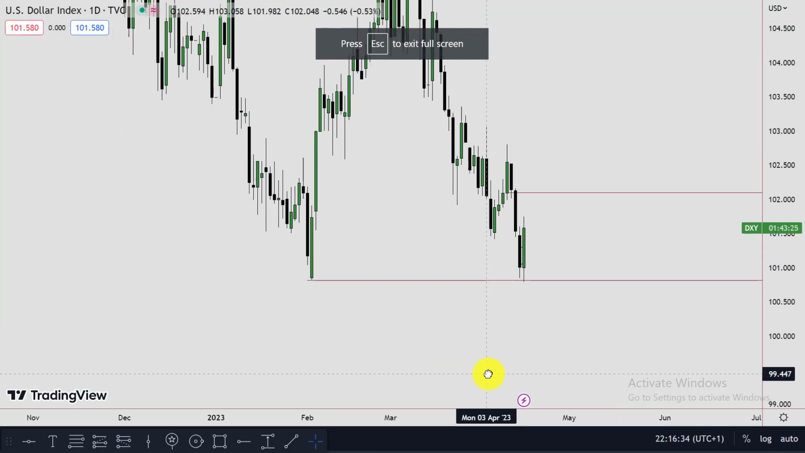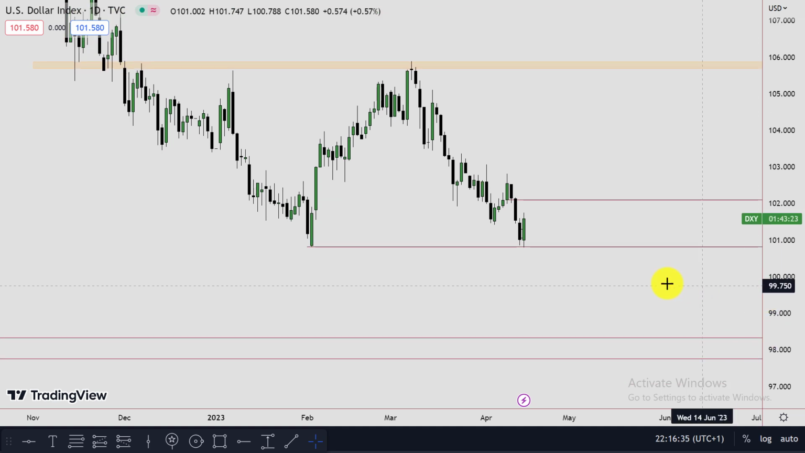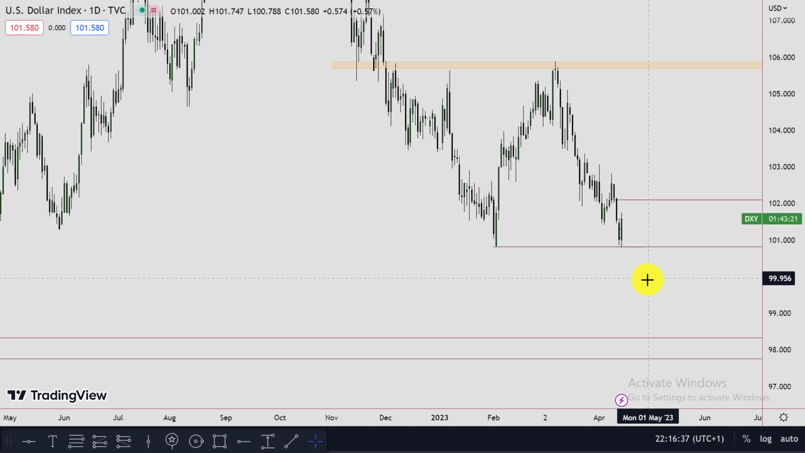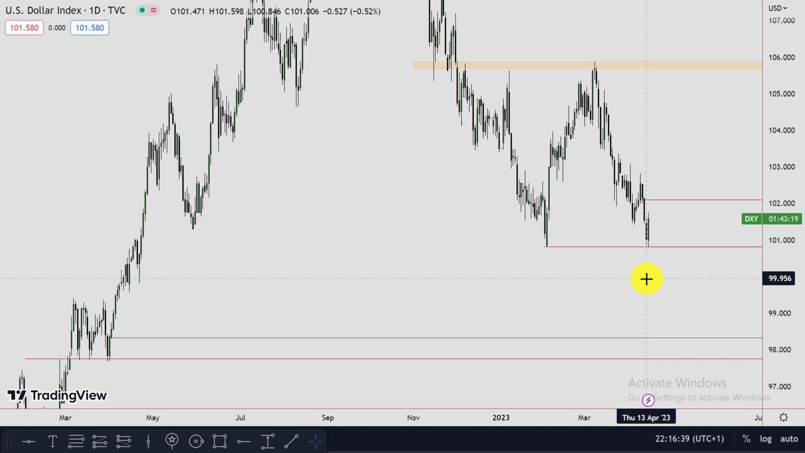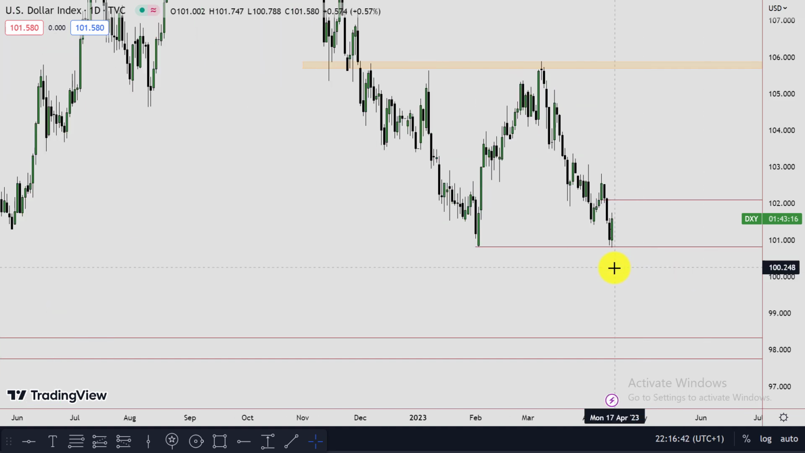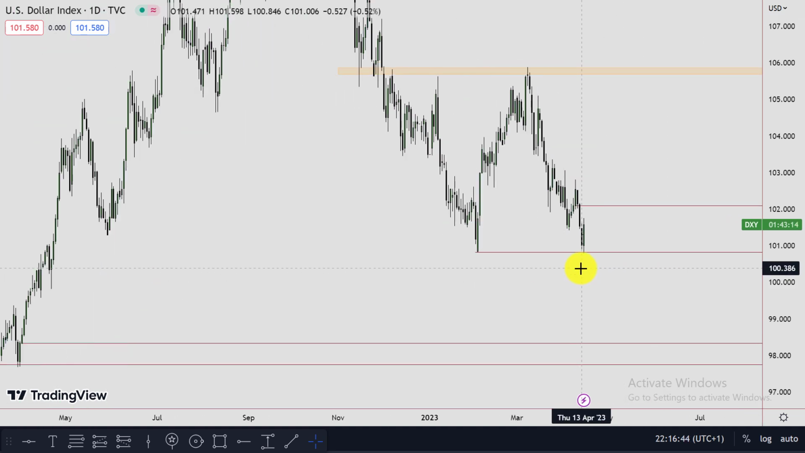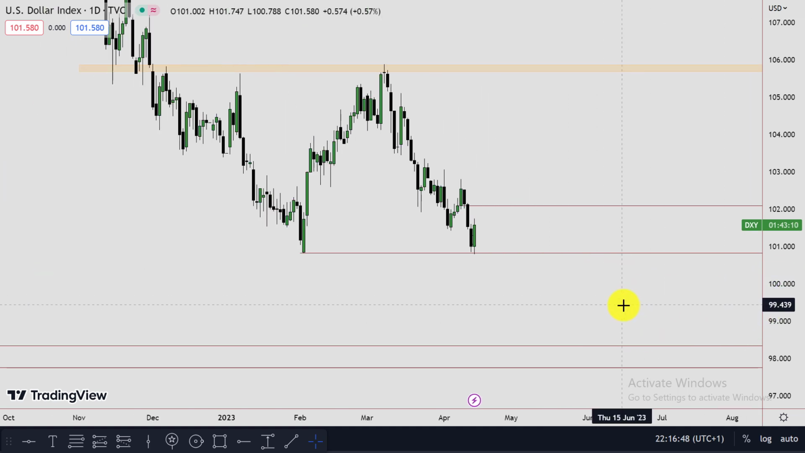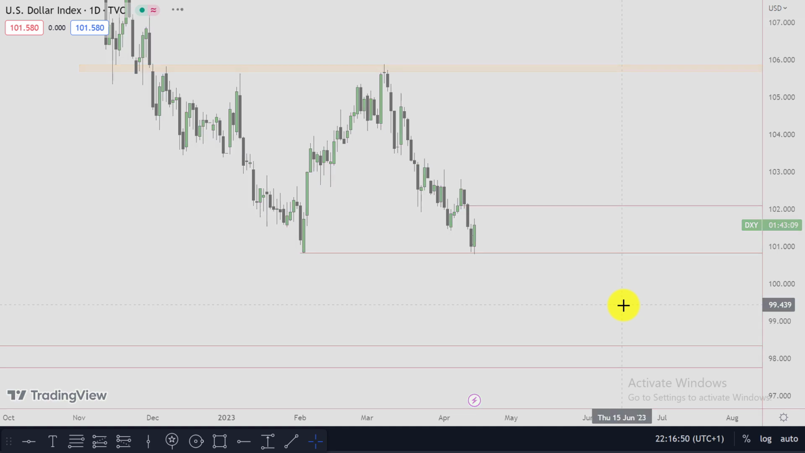Alright guys, so I just want to show you why I took the trade I took today on GBPUSD, just for your learning and so that you can really understand how to do these things yourself. The first thing I did was to check my dollar index.